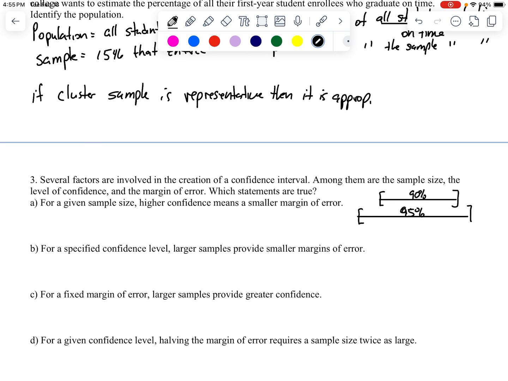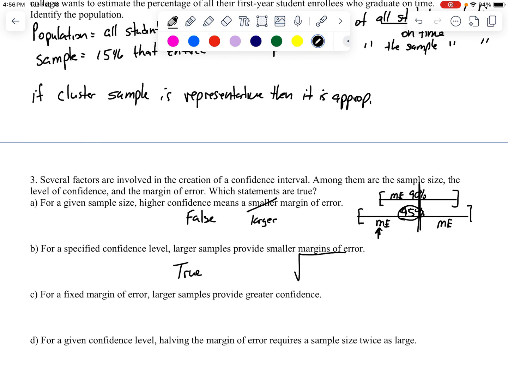That means to be more confident that I captured the true proportion, I am going to have to increase my margin of error. The middle here is the same on both, but my margin of error is what I go in each direction. So in order to be more confident, I have to increase my margin of error. That means for a given sample size, the higher confidence means a smaller margin of error. This one is going to be false because it's going to mean a larger margin of error. For a specified confidence level, larger samples provide smaller margins of error.